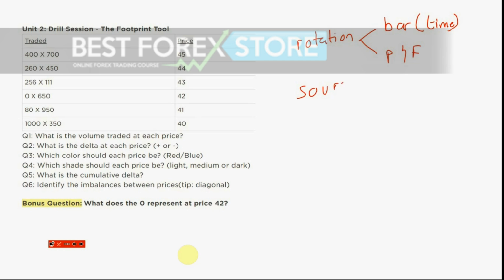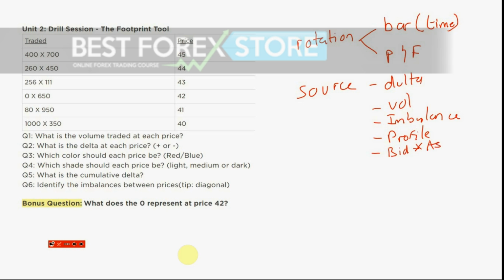Now, once we spoke about our rotation, we then moved on to looking at the different types of source footprints we can create, and we had 5 different footprint sources. The first obviously was the delta. The second was the volume. The third was the imbalance source. The fourth was the profile source. And lastly, we spoke about the most important one, which was the bid times ask source.